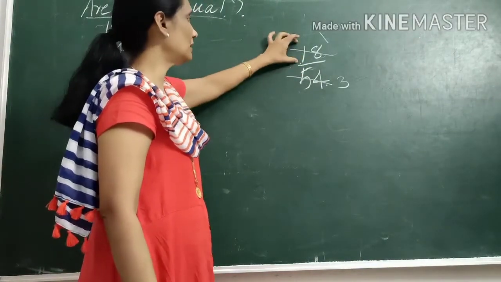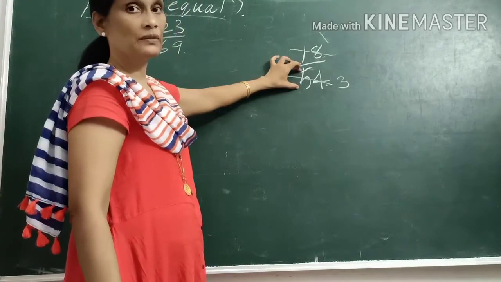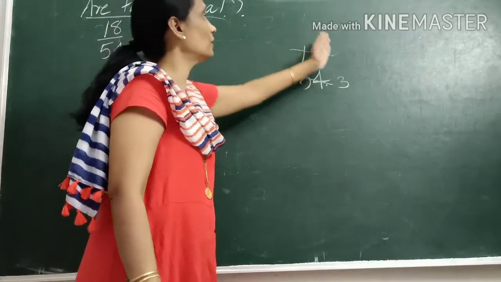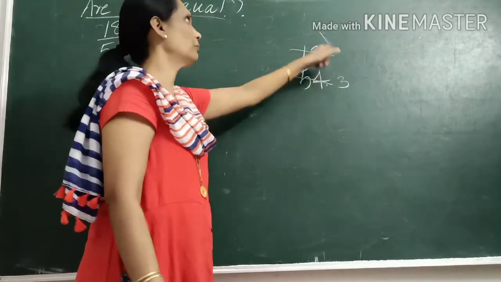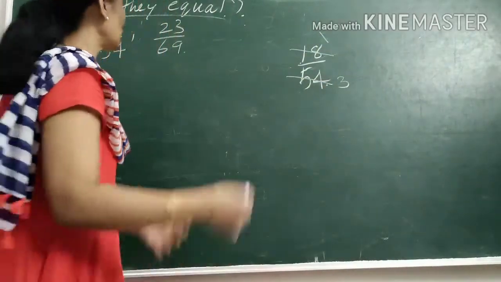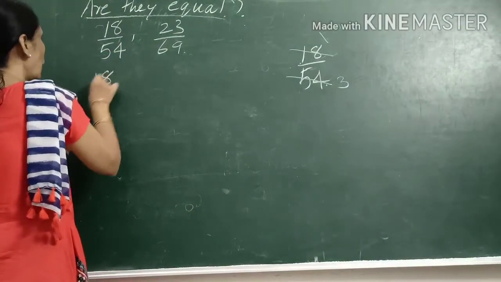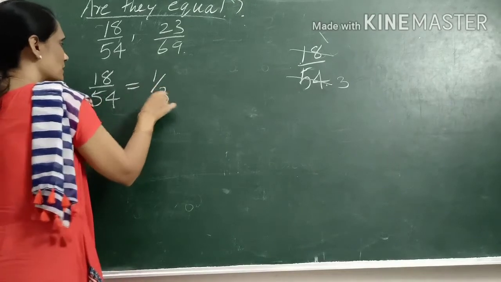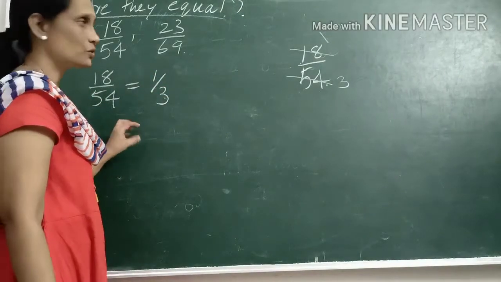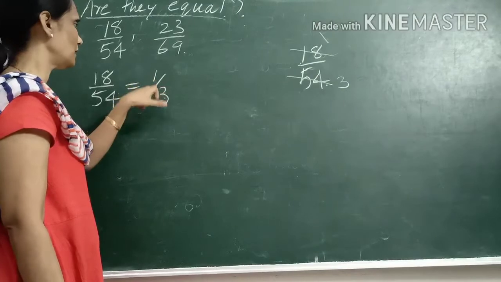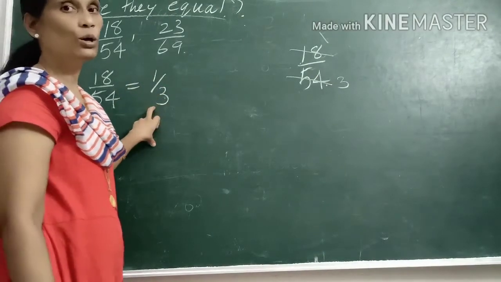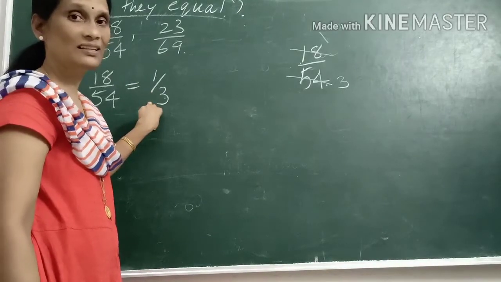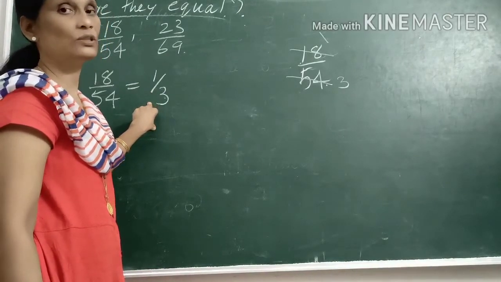So when 18 by 54 is divided by the common factor, we get 1 by 3. Then there is no common factor. If it is not having any common factor, it is known as the lowest term or the simplest term. So here 1 and 3, numerator and denominator, not having any common factor. That is known as the simplest term or the lowest term.